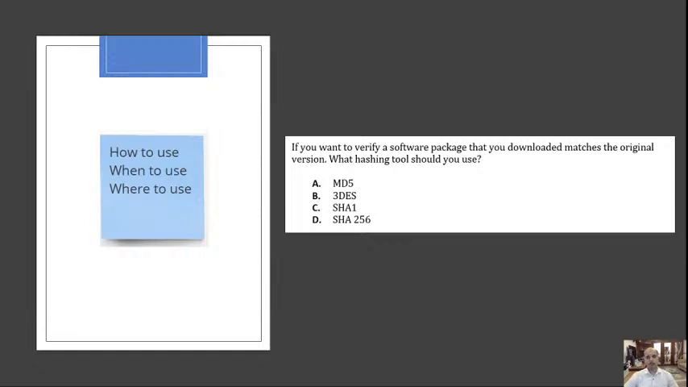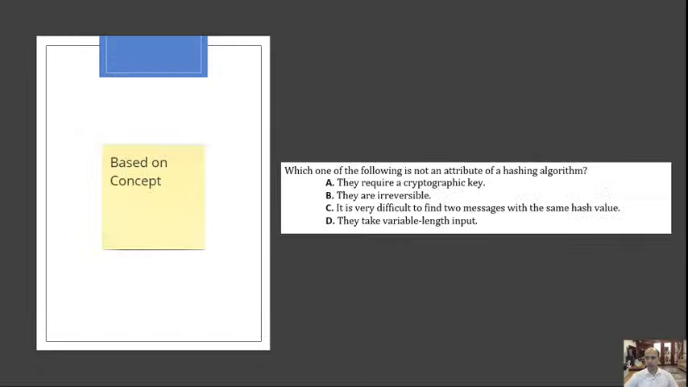These are the three important things. Whenever you are going to discuss or study any topic, just think about all these three concepts in your mind. So the next question is directly based on a concept. Which one of the following is not an attribute of a hashing algorithm? But for this, you need to understand what exactly a hashing algorithm means, right? And how exactly a hashing algorithm works.